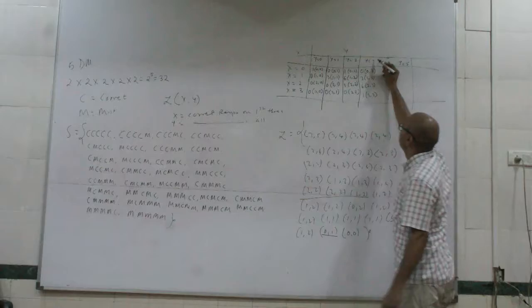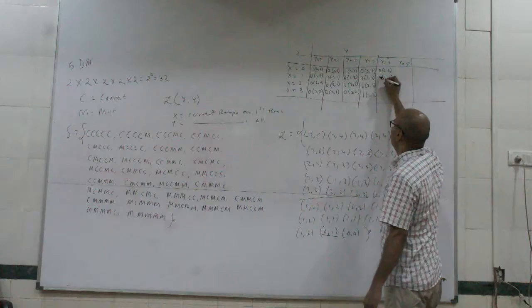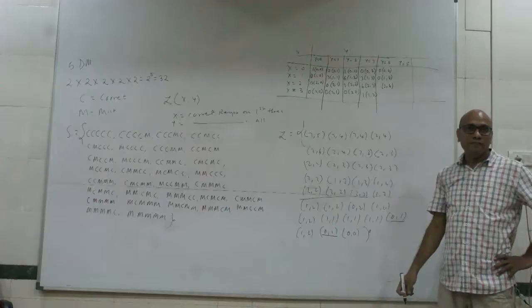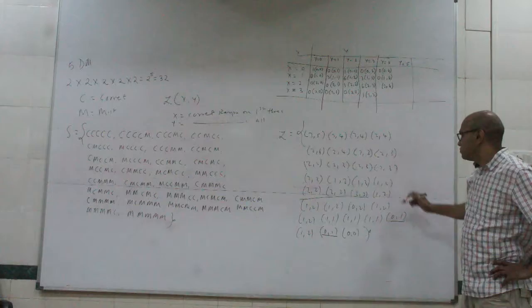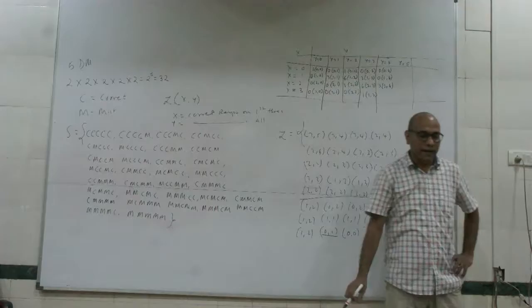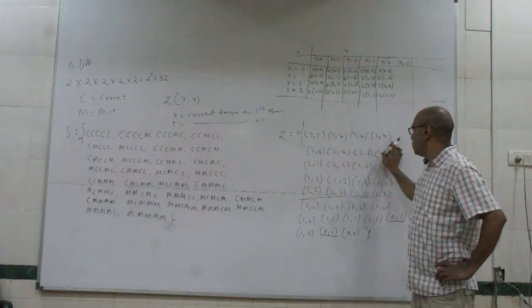Now, x takes a value 0, y takes a value 4 is not possible. X takes a value 1, y takes a value 4 is also not possible. X takes a value 2 and y takes a value 4 is possible. 2, 4 is 3 times it has occurred. And x takes a value 3, y takes a value 4, twice it has happened.